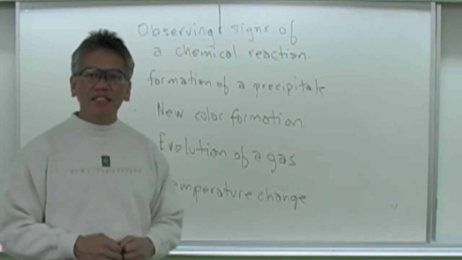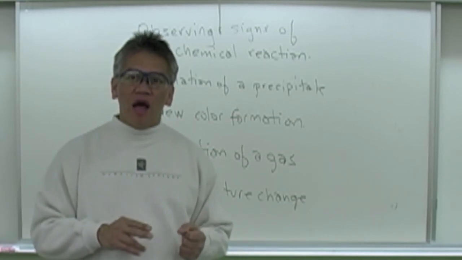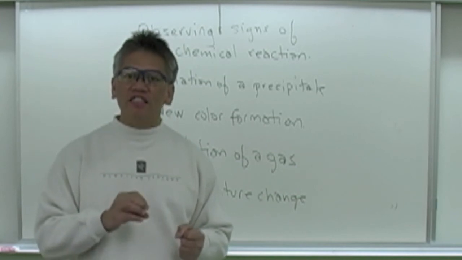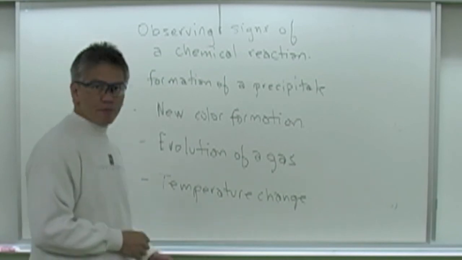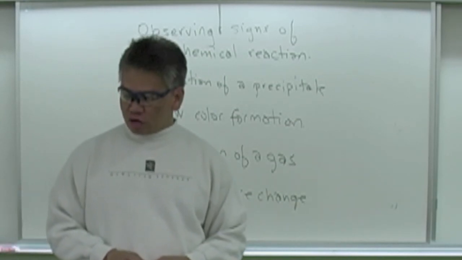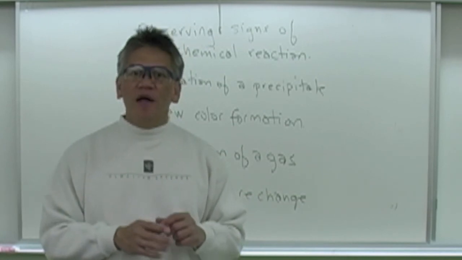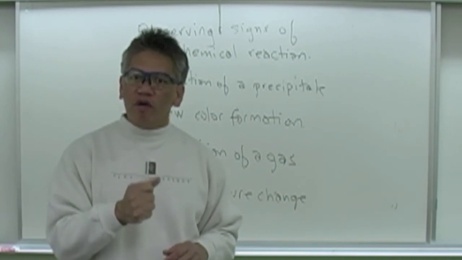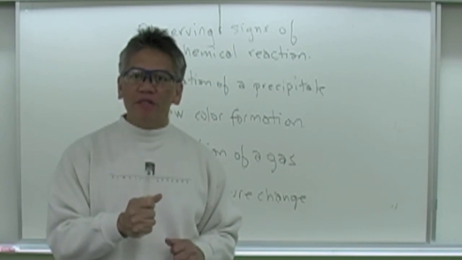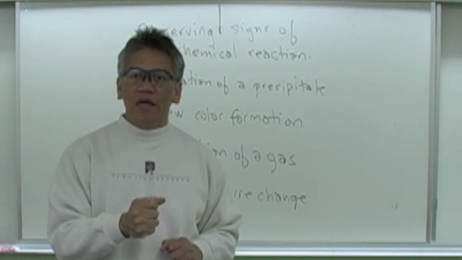The evolution of a gas: the new product evolves as a gas, and what you should see is either smoke or some sort of gas evolution from the solution. Or a temperature change. And a good way to determine whether a temperature change has occurred, if you don't have a thermometer, is to take the reaction mixture, which usually occurs in a test tube, and with your hands just feel whether that particular reaction is generating heat, exothermic, or absorbing heat, endothermic.